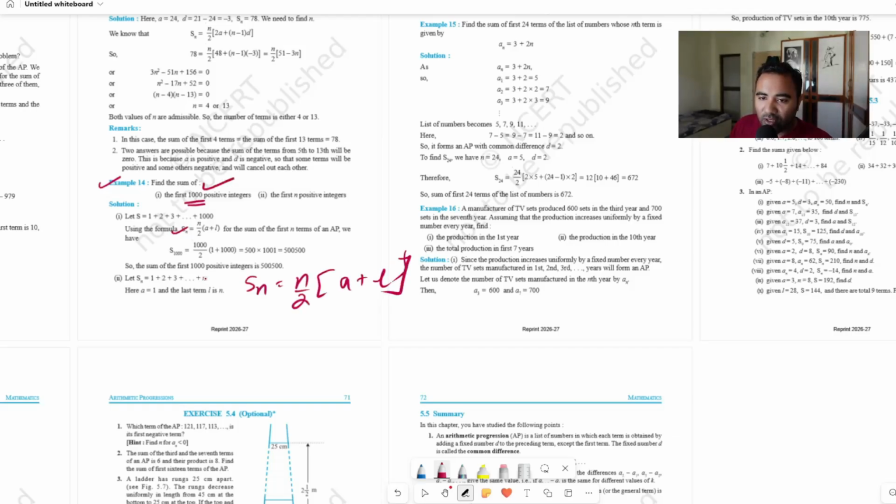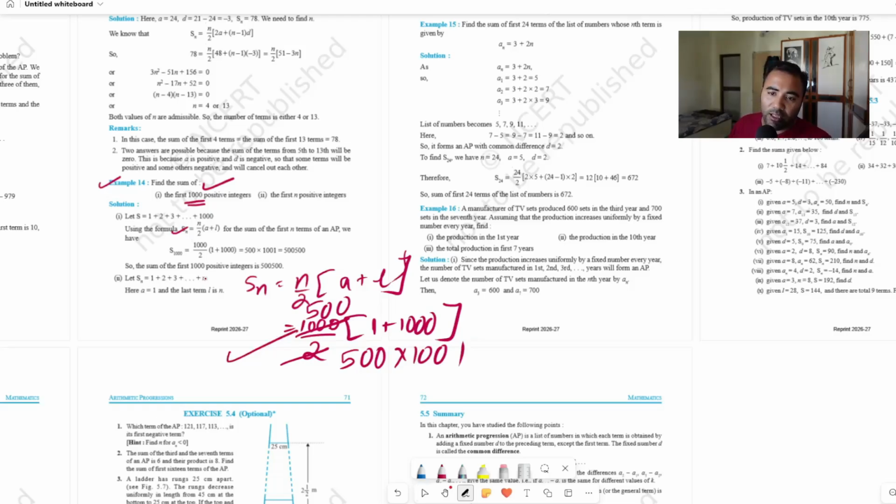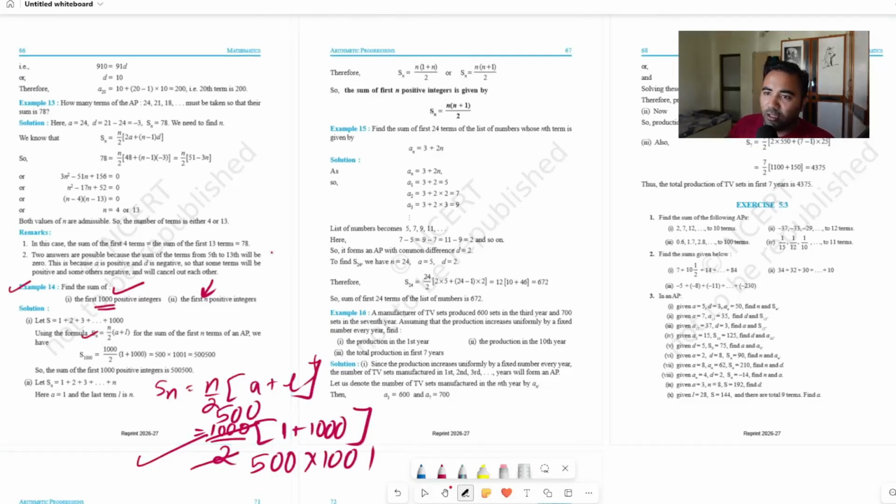Now they are saying first 1000 positive integers. So n is 1000. n is 1000 upon 2, first number is 1 and the last number is 1000. So 500 into 1001. Calculate this and you get the answer. First n positive integers, here is the formula. You should remember this because they usually ask this.